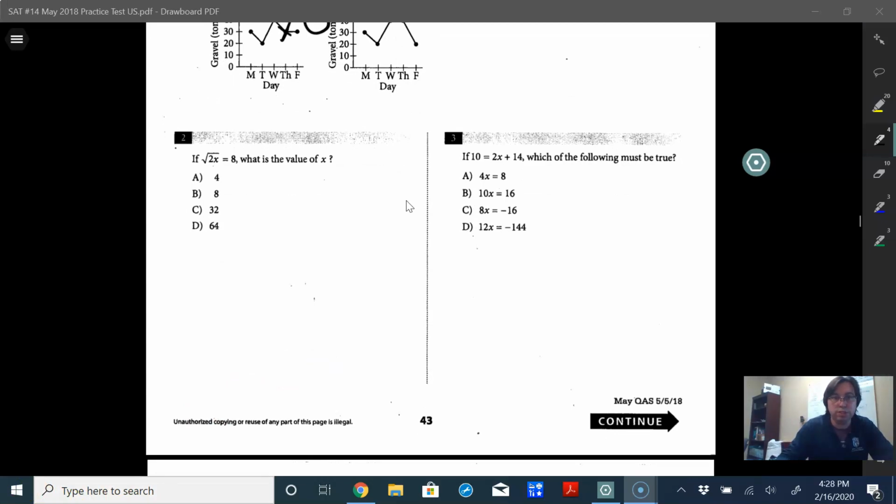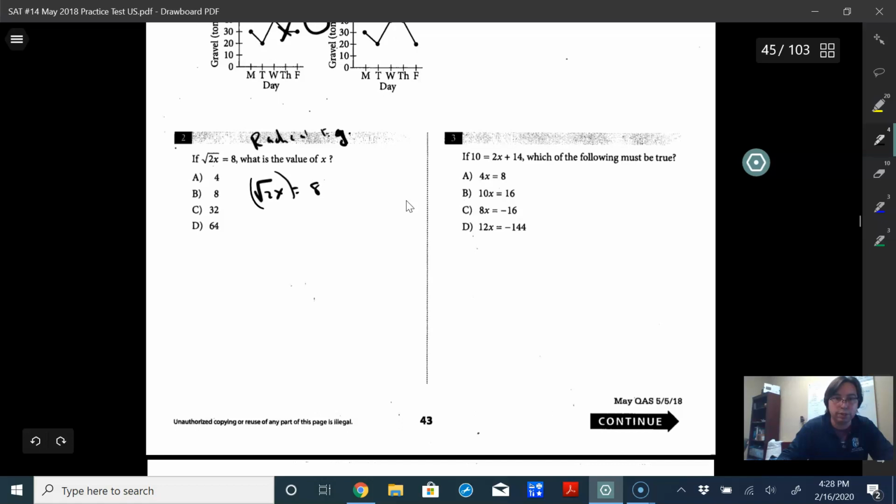So question number 2, we see that we have a variable underneath the radical, so that automatically tells us we're dealing with a radical equation. So let's go ahead and pull this out. We have the square root of 2x equals 8, and we want to square this side and square that side. I just want to know the value of x, so pay attention to that. That eliminates the radical on that side. 2x equals 64, divide by 2, and we get x equals 32, which is answer choice C.